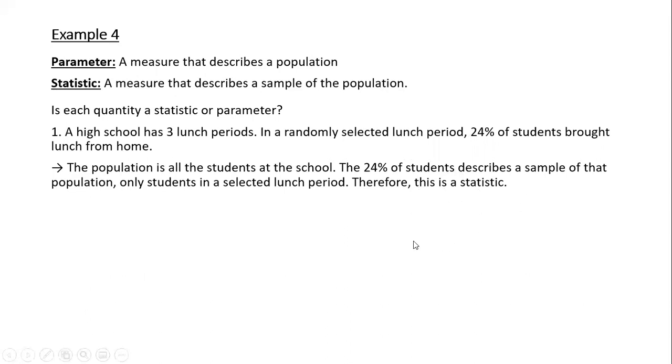Now, if they had polled the entire school and they said out of the entire school, this is how many students brought lunch from home, that could then be a parameter. But since they only selected one specific lunch period, only a small portion of the school, this value that we're given is a statistic. Okay, it's information about a smaller group, not the entire group.